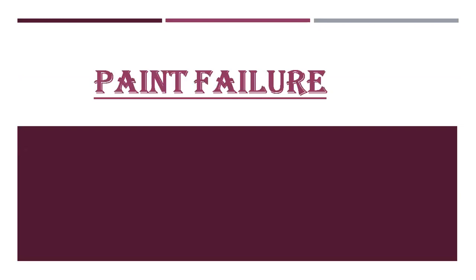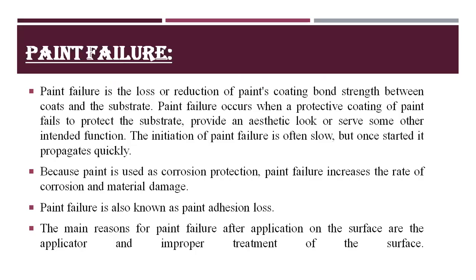Here I will discuss paint failure. What is paint failure? Paint failure is the loss or reduction of paint's coating bond strength between coats and the substrate. Paint failure occurs when a protective coating of paint fails to protect the substrate, provide an aesthetic look, or serve some other intended function.